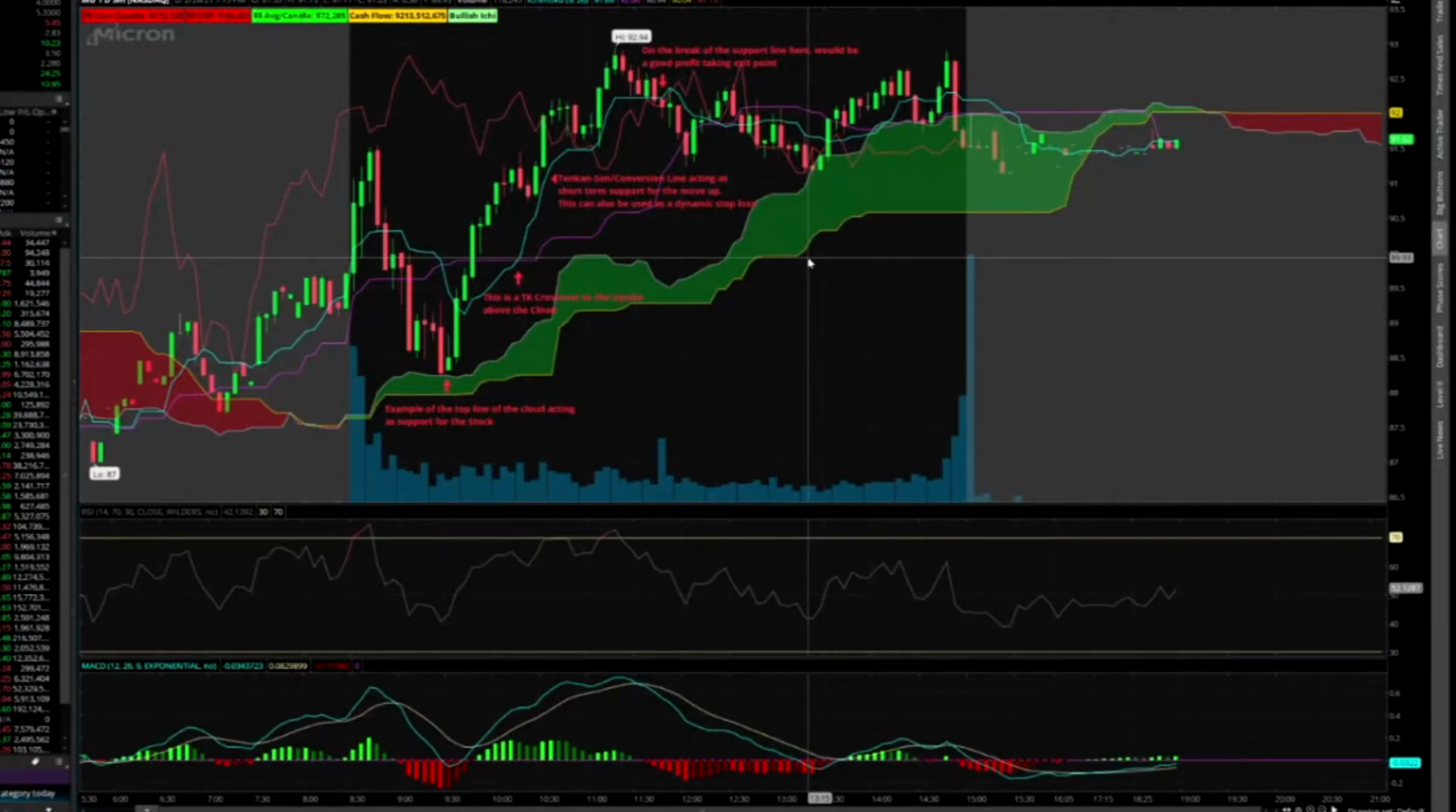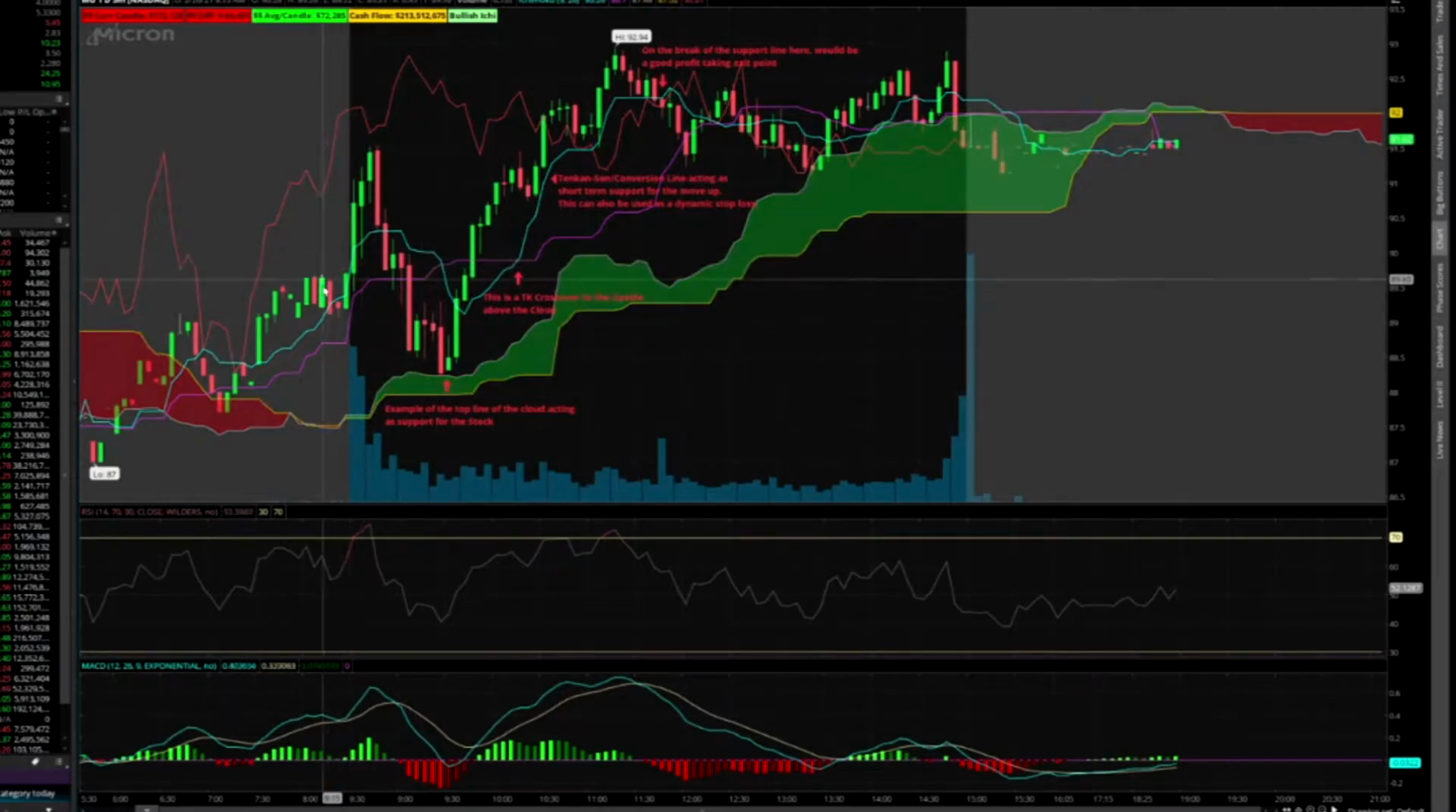When you're basing your trade entries and exits off of the TK crossover signals, you want to watch the Tenkan-sen conversion line as short-term support for the stock as it moves upwards or downwards. The Kijun baseline will be your secondary line of support if the stock breaks below the Tenkan-sen conversion line. Note, in order for this to be a significant break of support, the candle has to close below the support line.